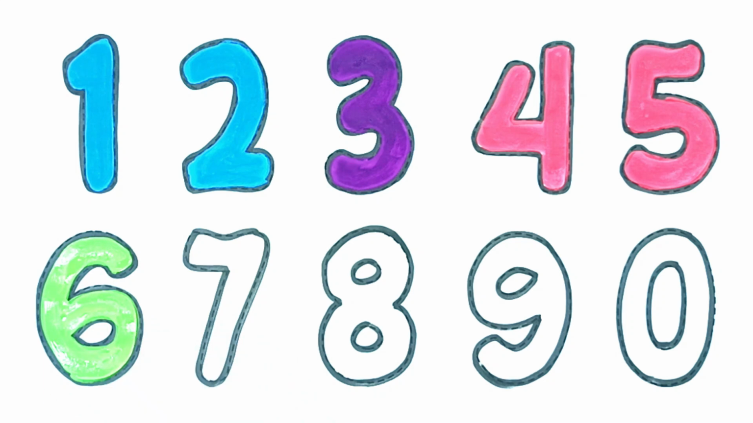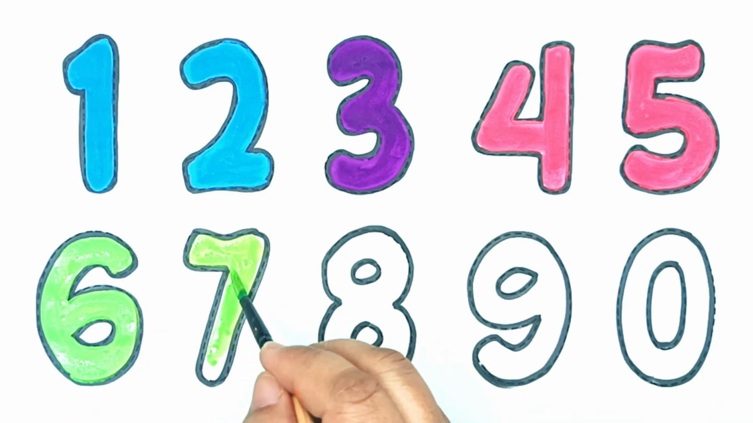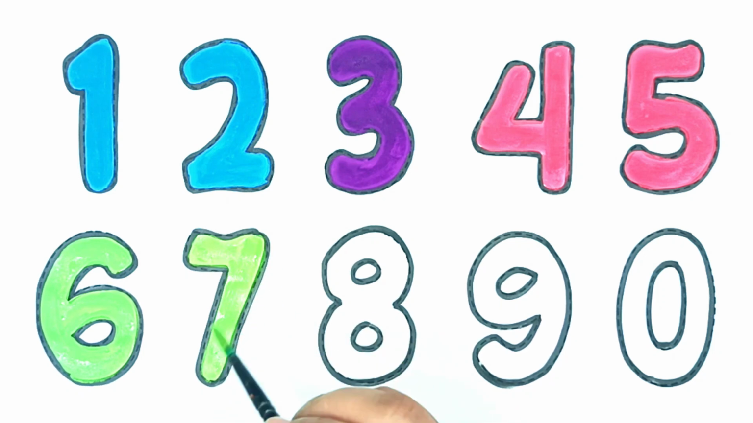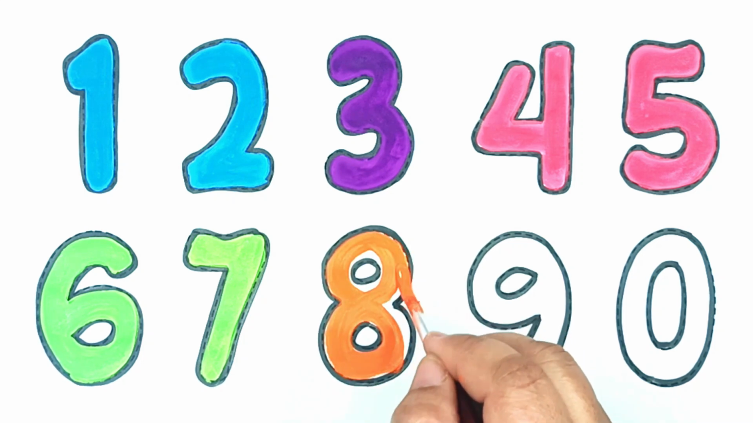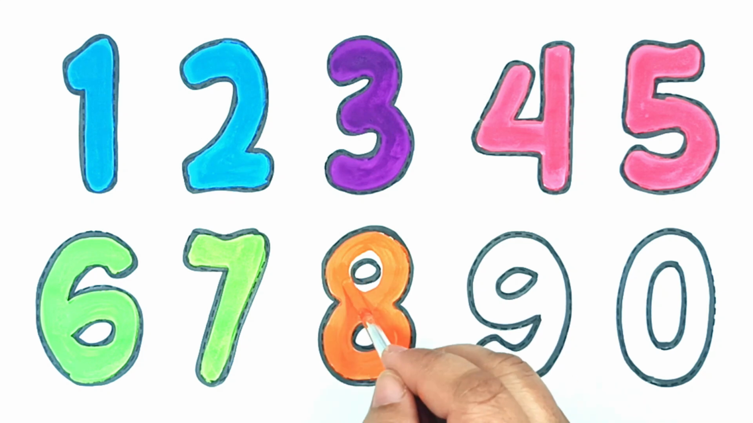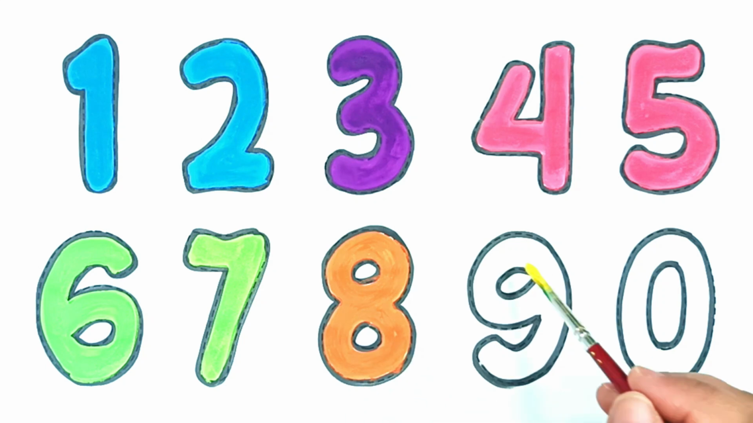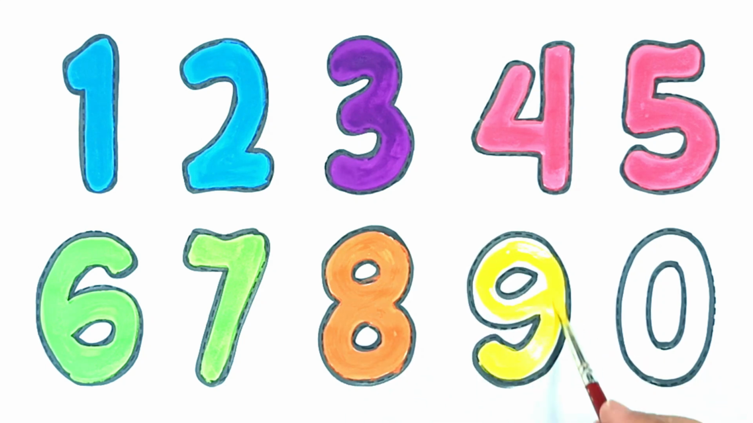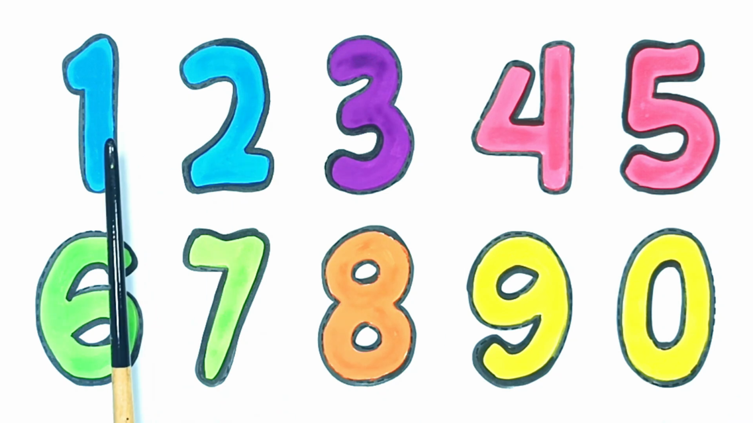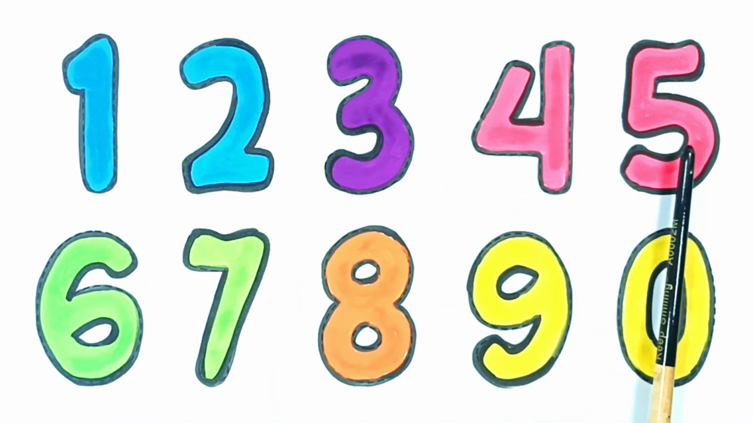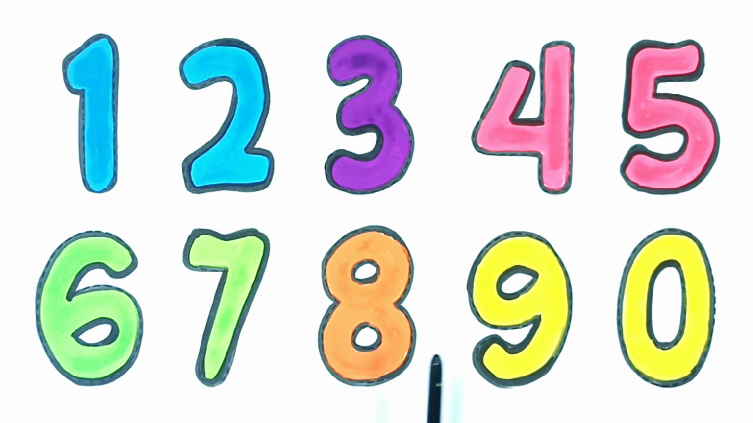6, six kids laugh. 7, seven butterflies dance. 8, 8 monkeys jump. 9, 9 fish swim. 0. 1, 2, 3, 4, 5, 6, 7, 8, 9, 0.